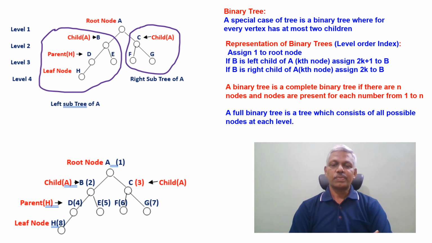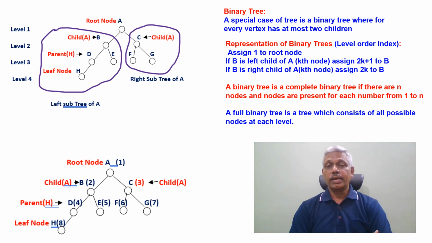Again, a special case of this binary tree is a complete binary tree, where, if there are n number of nodes in the binary tree, and the level order indices are all the numbers from 1 to n, we call it a complete binary tree.